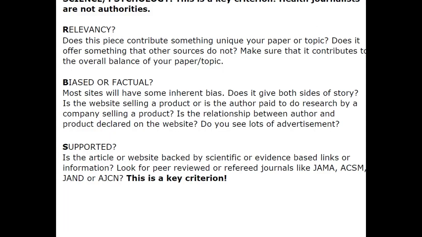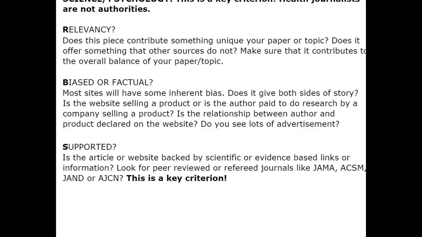Relevancy applies to the topic at hand. Is the majority of the article or blog post that you're reading talking about the topic that you are interested in? Biased or factual? This one is tricky.